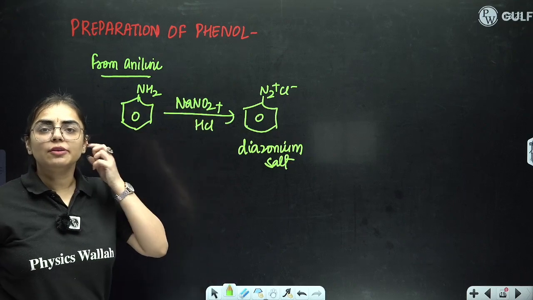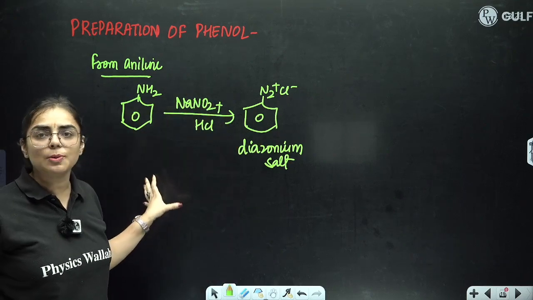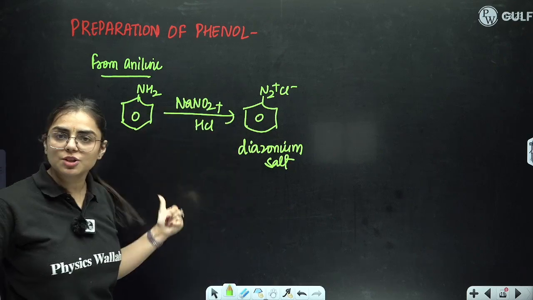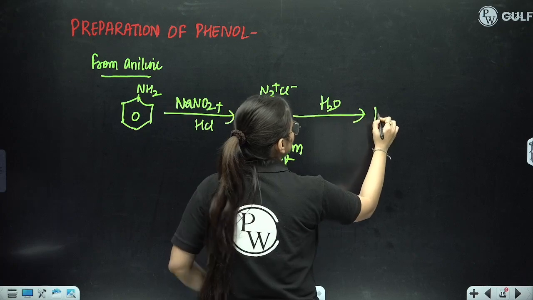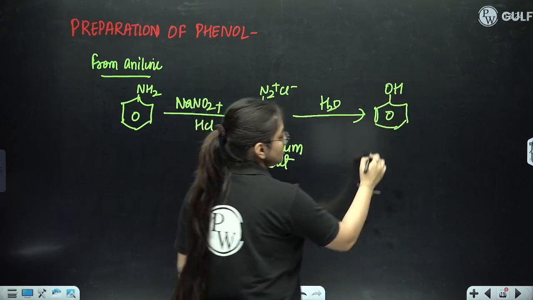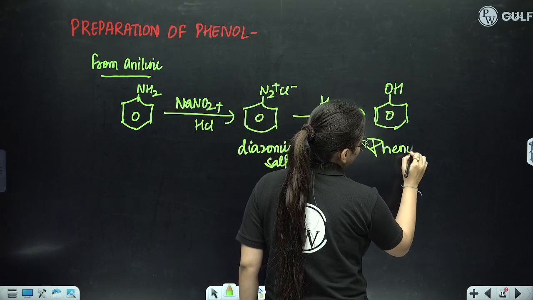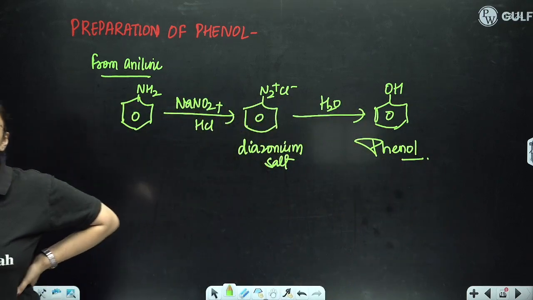So they can start the reaction either from here or from here. I've already told you, initially diazonium salt is prepared from aniline. Now this, on reaction with warm water, what are you going to get? You will obtain your phenol. This is the very first method of preparation of phenol, everyone.